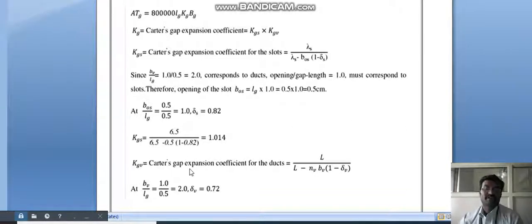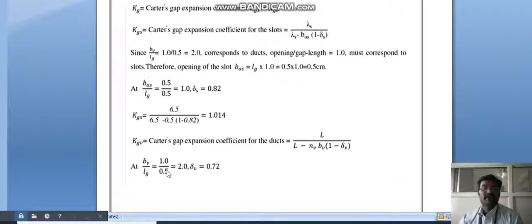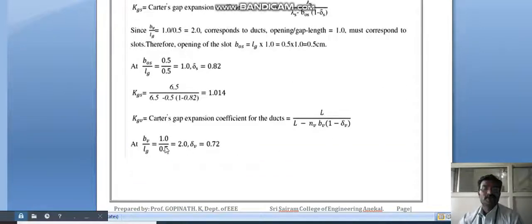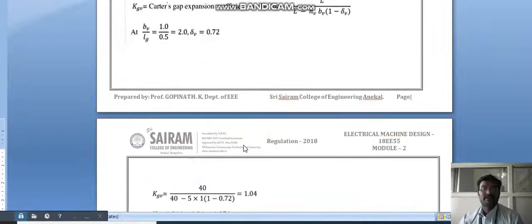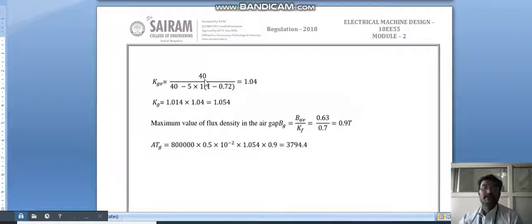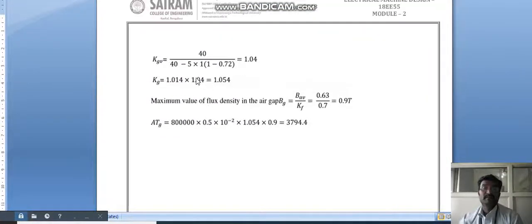of Kgd, which is Carter's gap expansion coefficient for the ducts: L by L minus nd bd into 1 minus del d. So at bd by Lg, 1 by 0.5 gives 2, and del d is equal to 0.72. Kgd is equal to 40 divided by 40 minus 5 multiplied with 1, into 1 minus 0.72. That value of Kgd we get is 1.04. Kg is equal to 1.014 multiplied with 1.04, which gives 1.054.